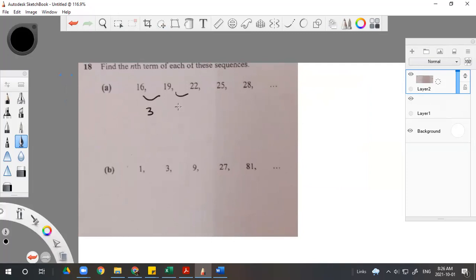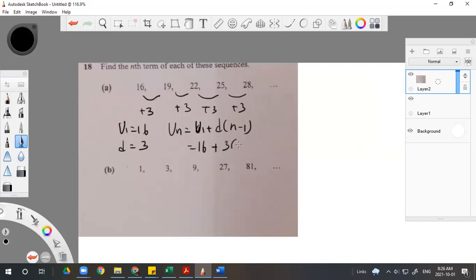3. Oh yaudah ini single. Oke, berarti U1 equals 16, the difference equals 3, so UN equals U1 plus D bracket N minus 1, taruh D-nya di depannya. So the UN equals 16 plus 3 and subtract 1. UN equals 13 plus 3N. Ya, same thing. Tinggal dibuka, maksudnya plus 3N minus 3 gitu.